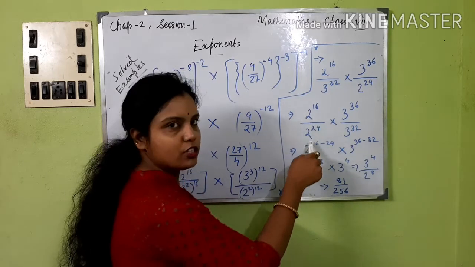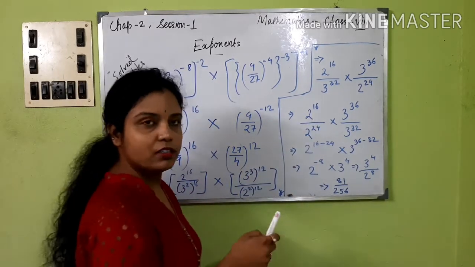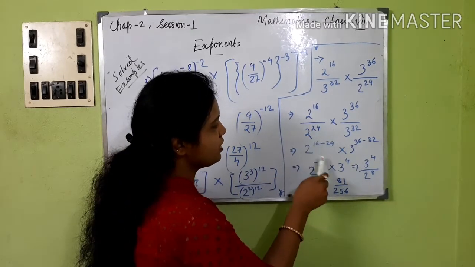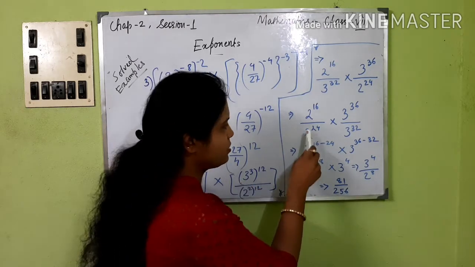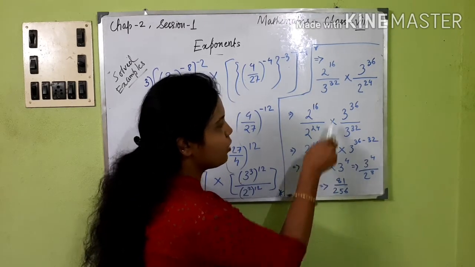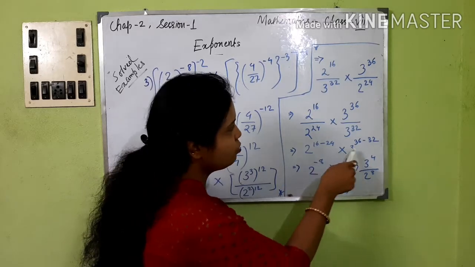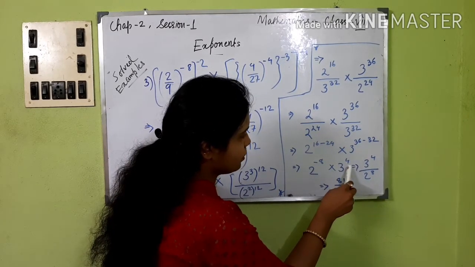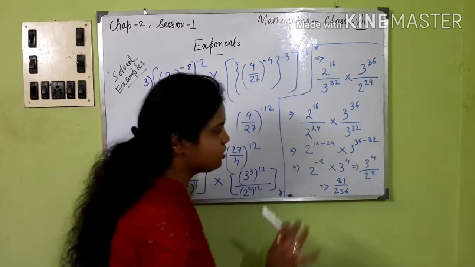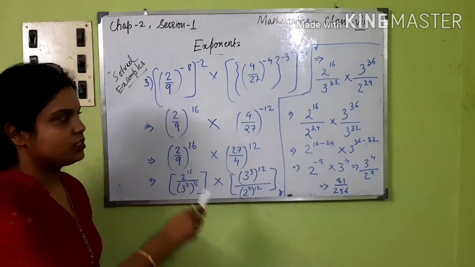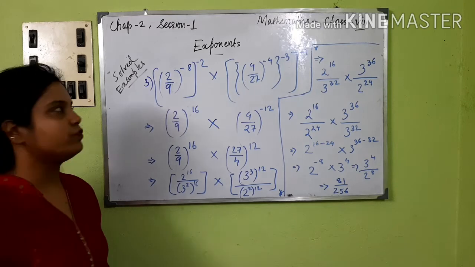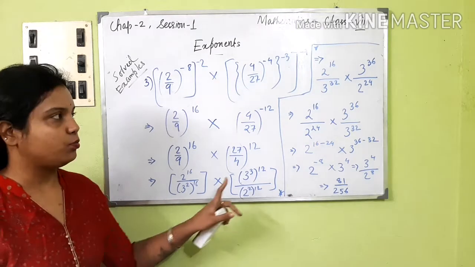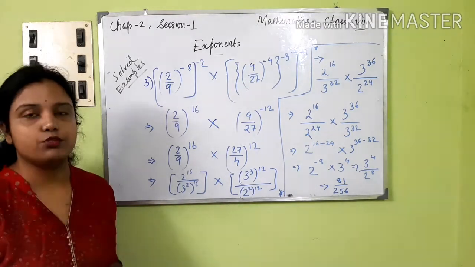Now you know that you're going to just subtract, thinking this to be the division sign. You know that these are going to subtract. This is a positive power. Going up, it becomes negative into 3 to the power 36 minus 32. 2 to the power minus 8 into 3 to the power 4. Just rearranging, I got 81 by 256. So this is the whole process of this example. I hope this is also very clear, should be very clear to you.